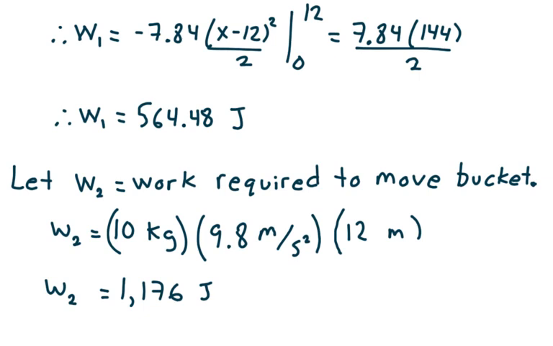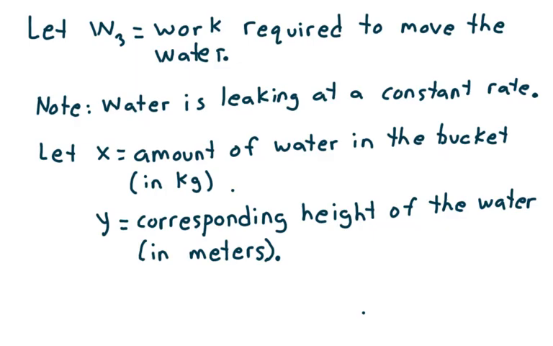Now for the fun part. We're going to look at W3. And reminding ourselves, W3 is the work required to move the water. It's very important to note that the water is leaking at a constant rate. What we're going to do is let X be the amount of water in the bucket in kilograms, and let Y be the corresponding height of the water in meters. But it's very, very important to note that this water is leaked at a constant rate.